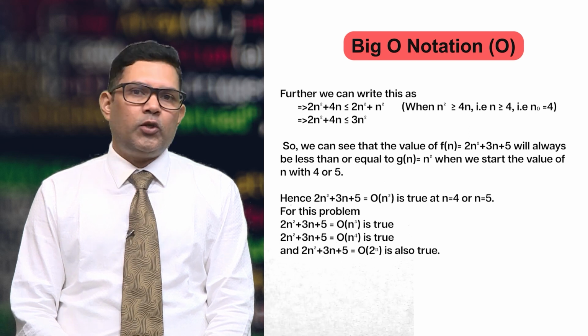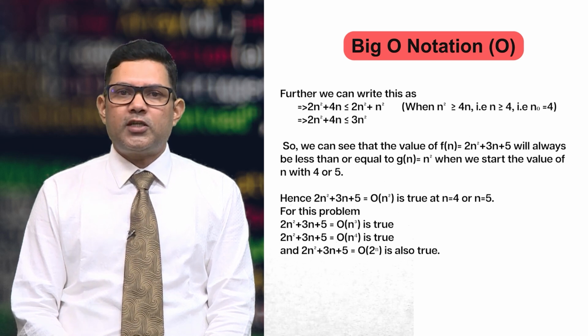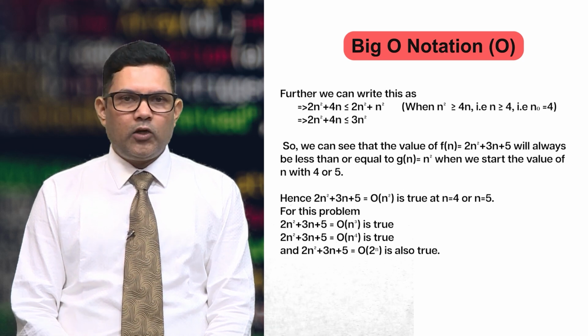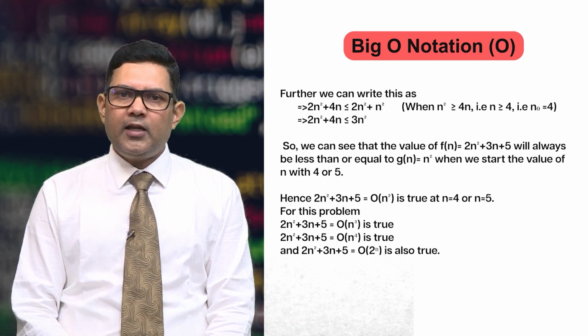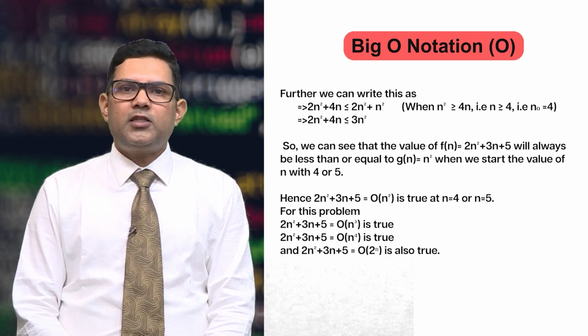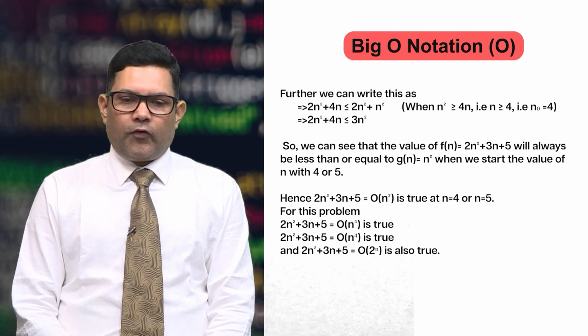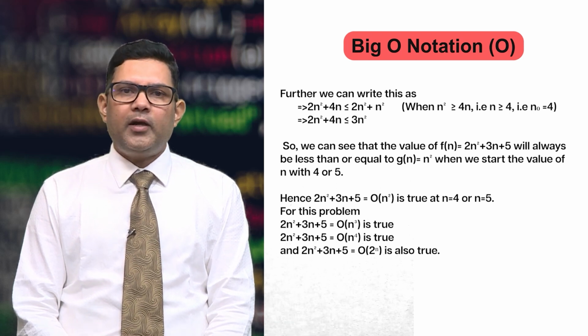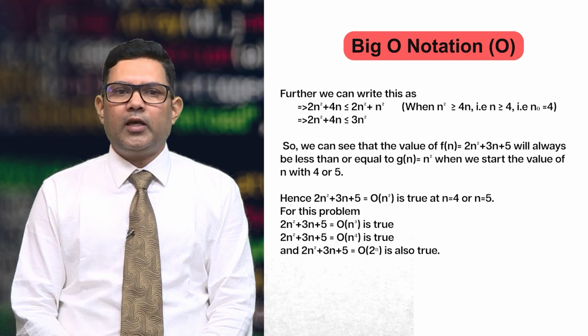But which one is useful? The useful one is the closest one, that means order of n square. So order of n square is true, n cube is true, 2 to the power n is true, but we have to select the closer one, that is n square. So whenever we don't know the exact upper limit of that particular function, then we can use the big O notation.